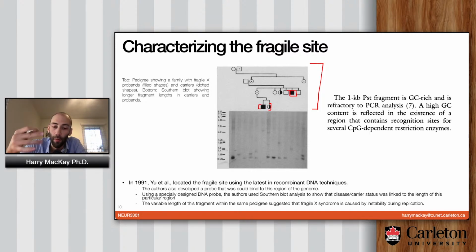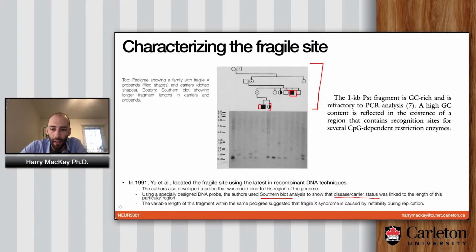Then, using this, they were able to use a technique called Southern blot analysis, which is an old-fashioned way of measuring DNA, basically quantifying the length and sequence position of DNA, and show that the status of whether you had the disease, or whether you carry the disease, was linked to the length of this particular region.